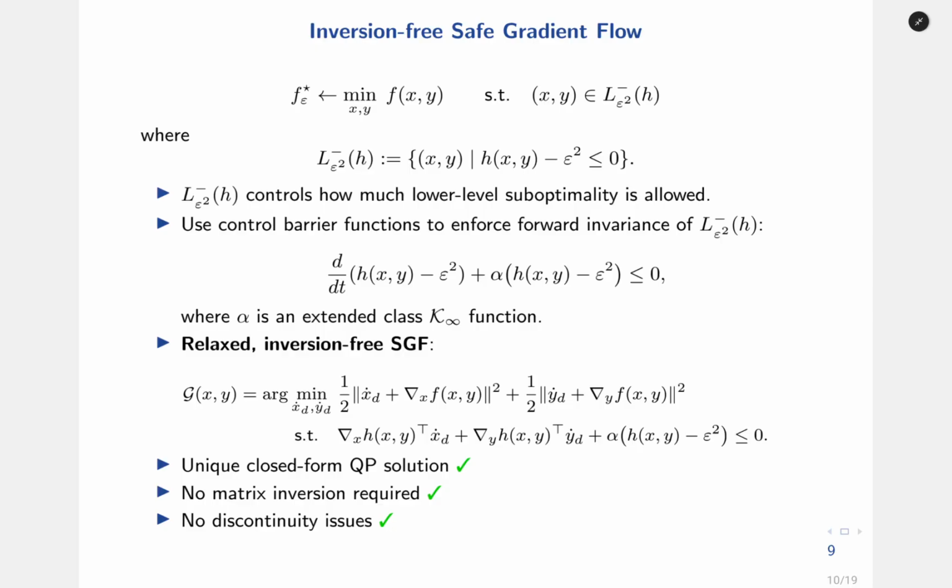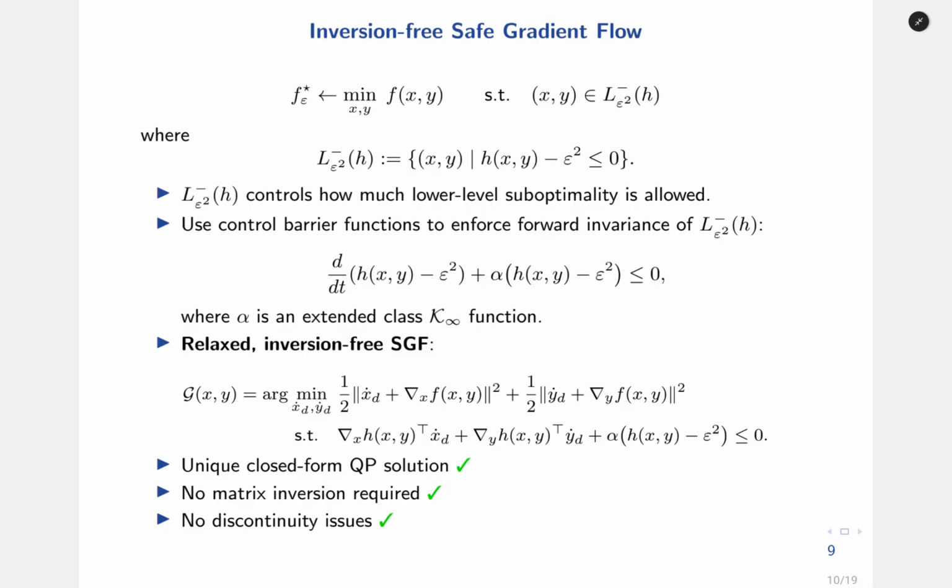Instead of forcing the gradient of g with respect to y to be exactly 0, we allow it to be within a tolerance. We define a set L epsilon squared of h, which consists of all points where the squared norm of the gradient is less than or equal to epsilon squared. This gives us a controlled amount of lower level suboptimality that we are willing to tolerate. To make sure the trajectory never leaves this relaxed set, we use a control barrier function. The barrier condition on h enforces forward invariance. Once the system enters the safe set, it stays there for all future times.